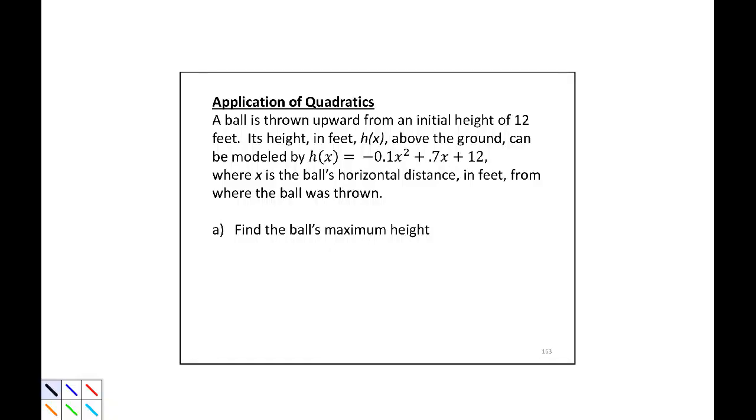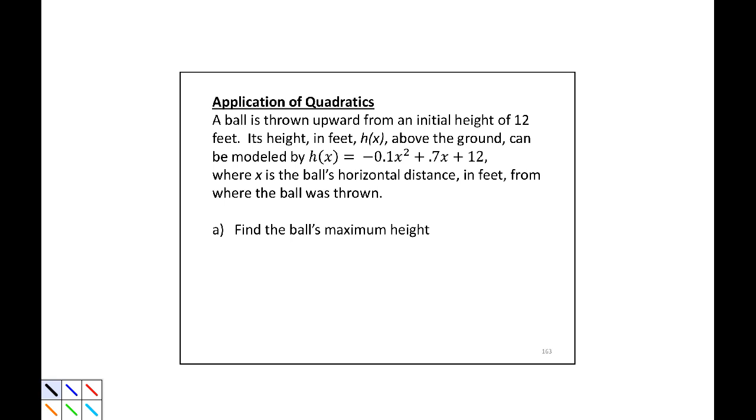A ball is thrown upward from an initial height of 12 feet. Its height in feet, h of x, above the ground can be modeled by h of x equals negative 0.1 x squared plus 0.7 x plus 12, where x is the ball's horizontal distance in feet from where the ball was thrown. Part A. Find the ball's maximum height.